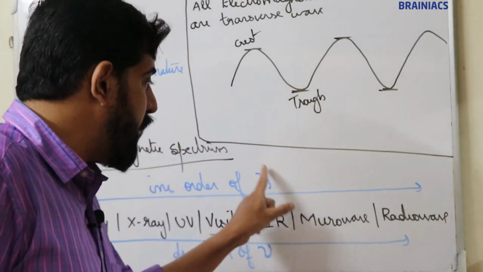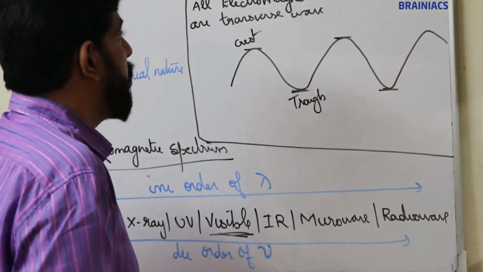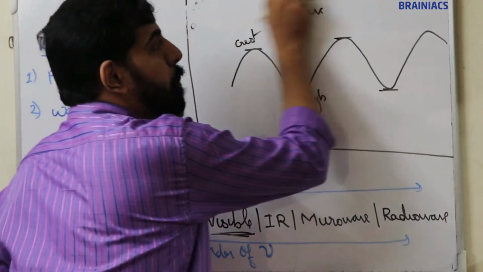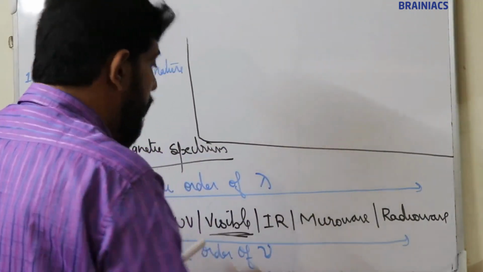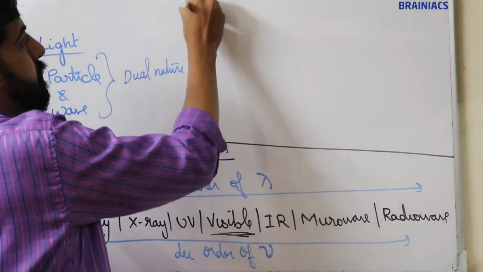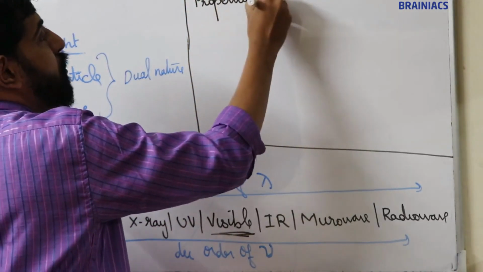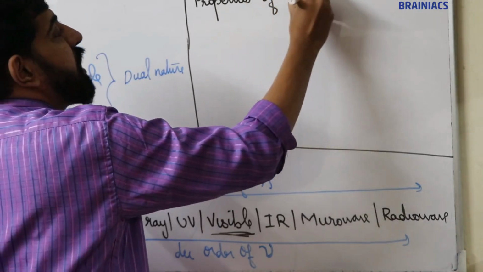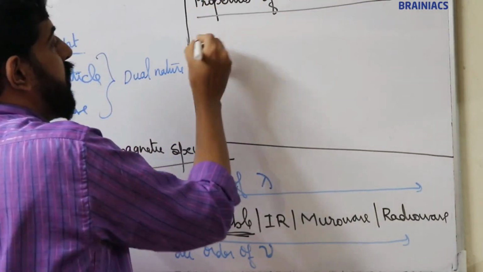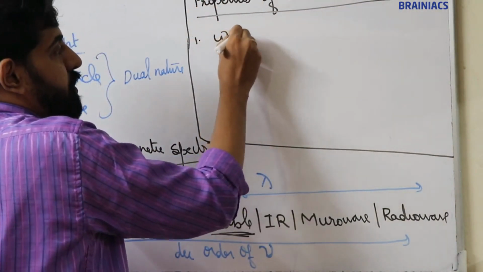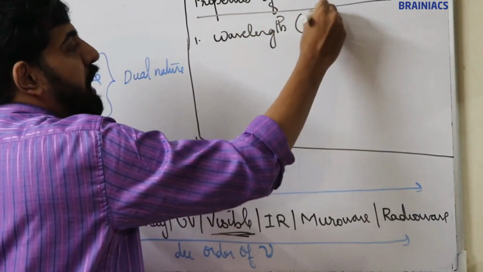Now wavelength, frequency, etc. are properties of transverse wave. So I'll discuss that. The next topic is properties of transverse wave. First one, wavelength, represented by lambda.